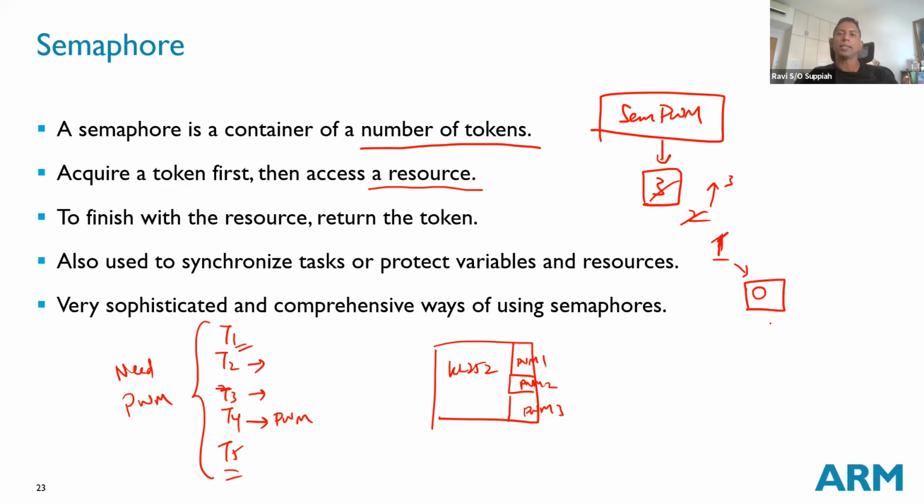It will say that one of these tasks is asking for a PWM, but there are no more PWM blocks available. So it must go to a blocked state until one of these earlier tasks that acquired it, task 2, task 3, or task 4, releases the semaphore. Then I can allocate to whoever is waiting. That is an example of how you can use the semaphore concept. I have a limited number of resources that need to be shared among many different tasks.